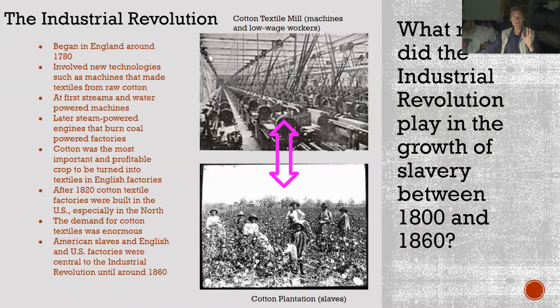Basically, the Industrial Revolution was the biggest technological revolution humanity ever experienced. A technological revolution that continues to this day, okay? But it truly begins around 1780. And it begins actually not in the United States, it begins in England around 1780.